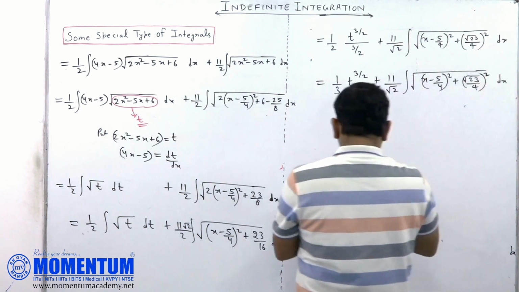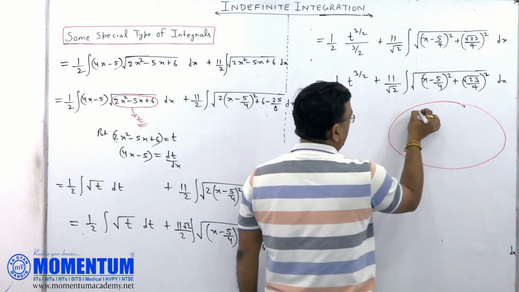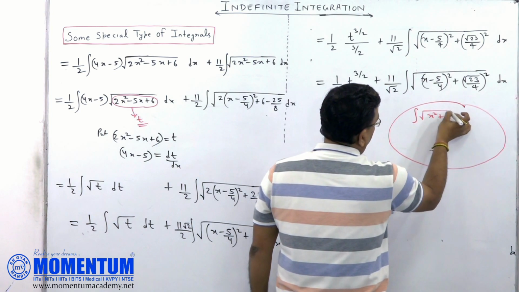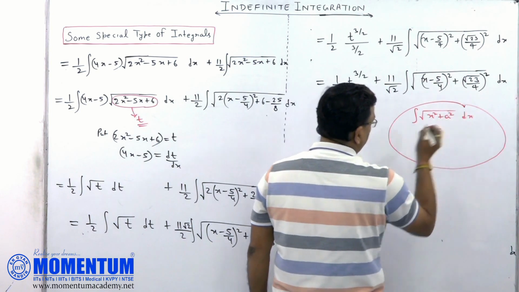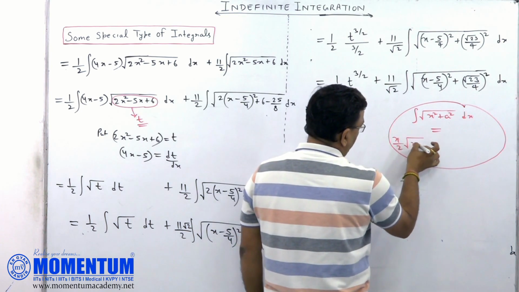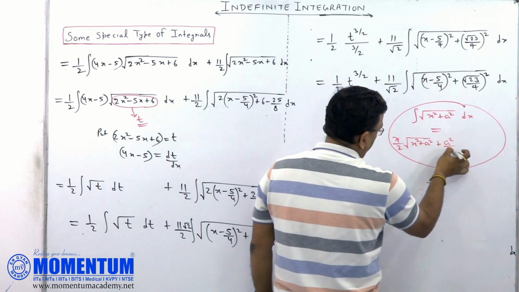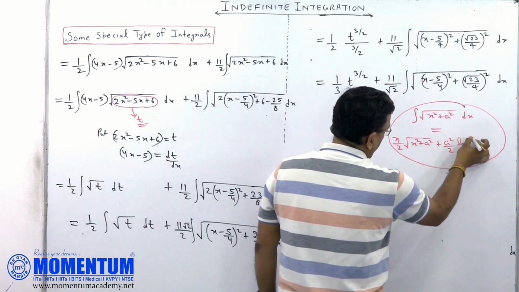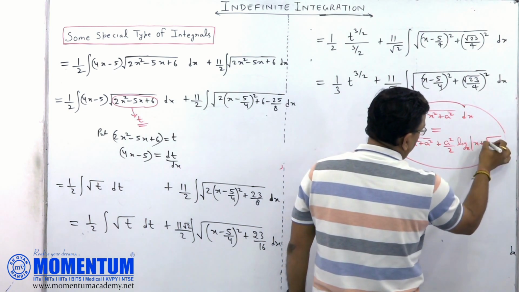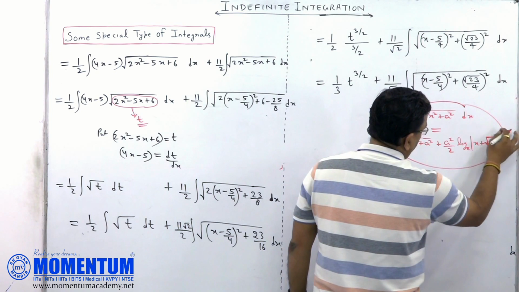Now I am going to apply the formula. Which formula? Integration of root over x square plus a square, क्या होता है? x by 2 root over x square plus a square by 2 log of x plus root over x square plus a square.